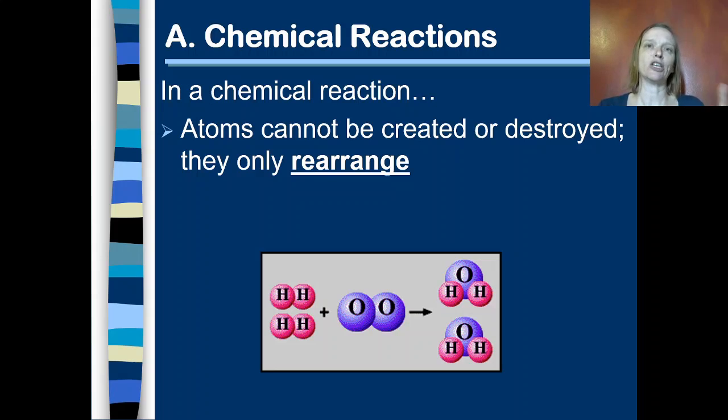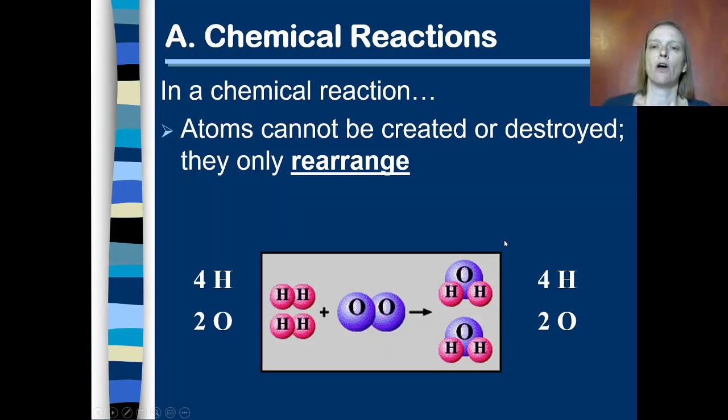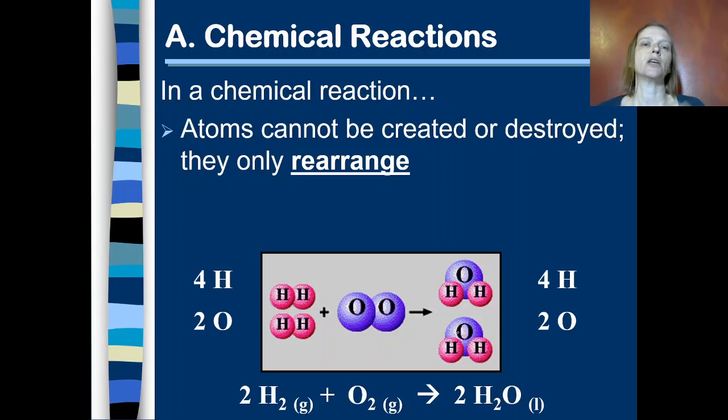In a chemical reaction, atoms rearrange themselves. You don't create any new atoms or destroy any atoms, you're just rearranging what they're bonded to. So in this image here, we have 4 hydrogen atoms and 2 oxygen atoms, and then at the end of the reaction, we also have 4 hydrogen atoms and 2 oxygen atoms. So the only thing we've changed is what atom is bonded to what.